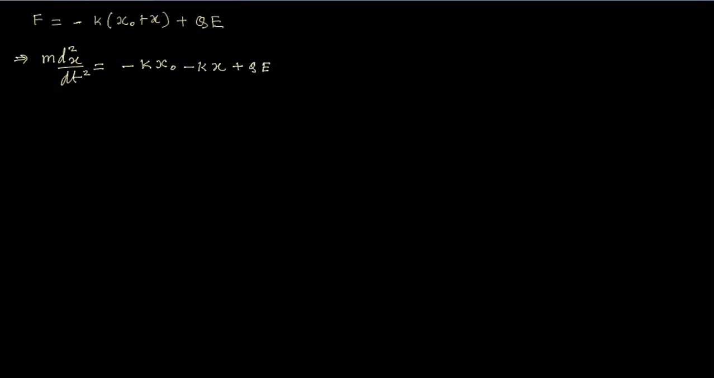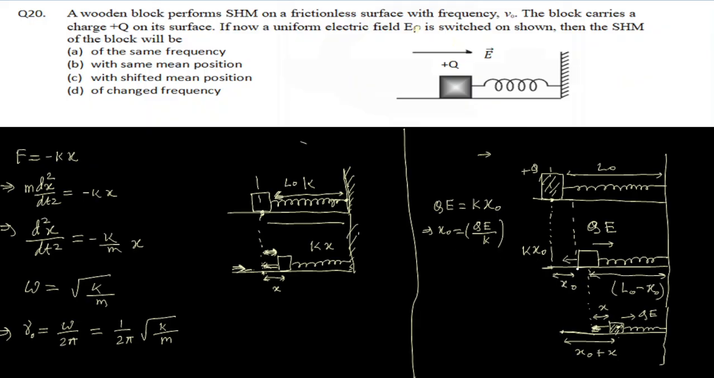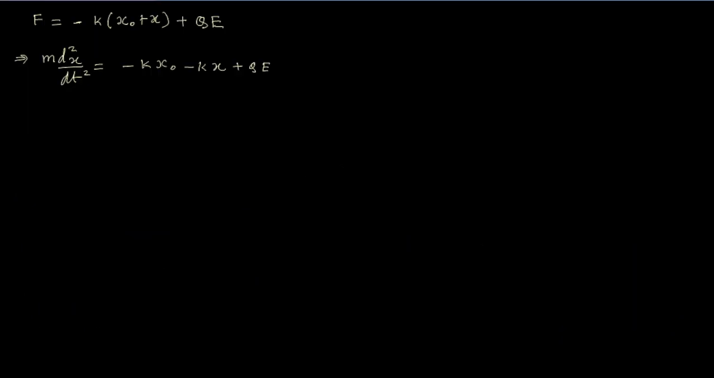Now according to this new equilibrium position, at this position these two forces must be equal and opposite to each other, so they will cancel out each other. So at the displacement x naught plus x, the net force on the particle will be m d²x/dt² equals minus kx.